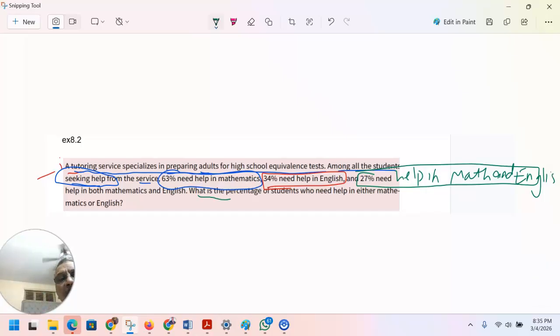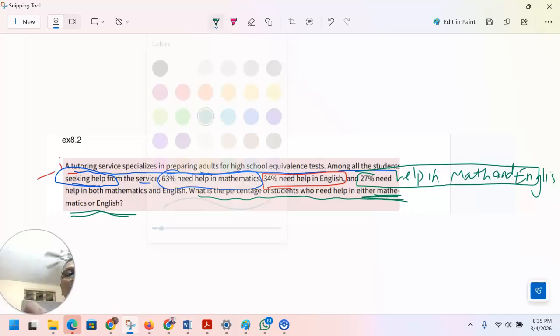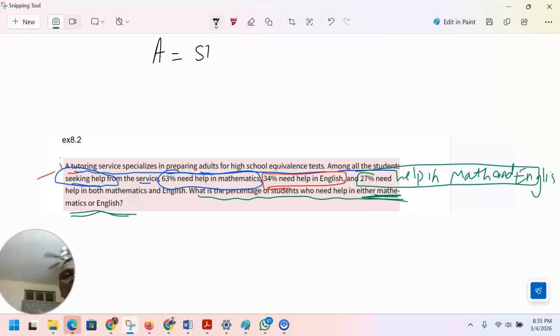So let's write down two events. The question is, what is the percentage of students who need help in either mathematics or English? That means let us call two events. First one, let's call this A, is a student who needs help, a student who is going for maths tutoring. And B is the student who is going for English.